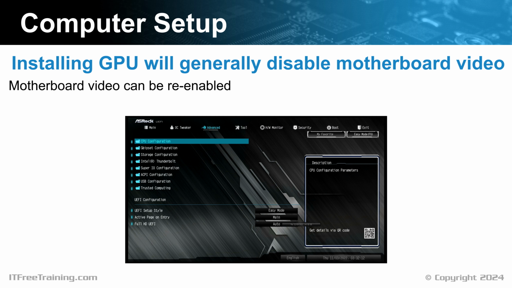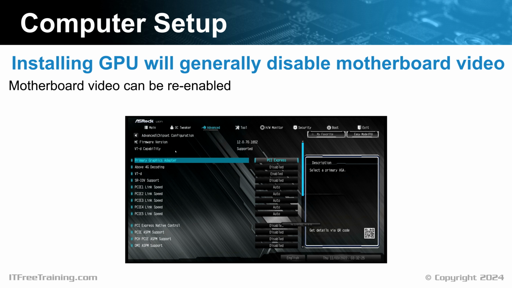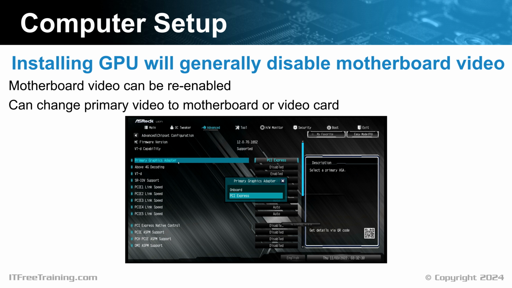Next, I need to select the option Chipset Configuration. On this setup, I next need to select Primary Graphics Adapter. This will give you two choices, onboard and PCI Express. This option does not enable the motherboard video. This option, however, does determine which adapter will be the primary adapter. The primary adapter essentially means which adapter will be used first when the computer starts up.